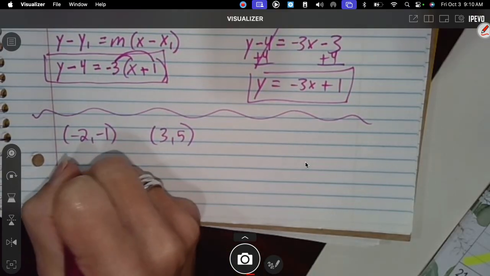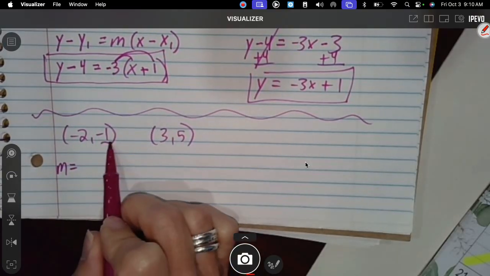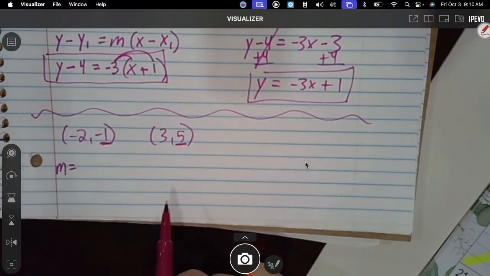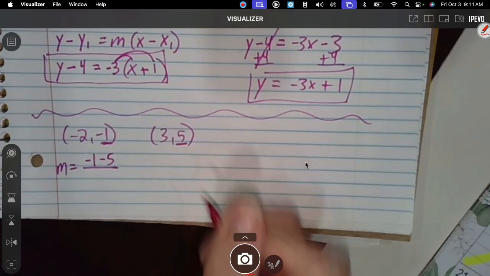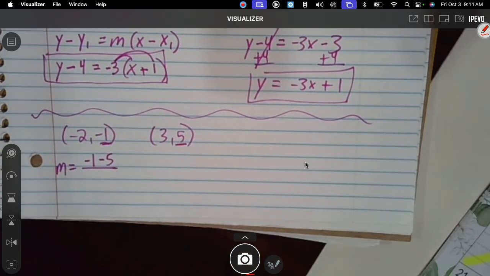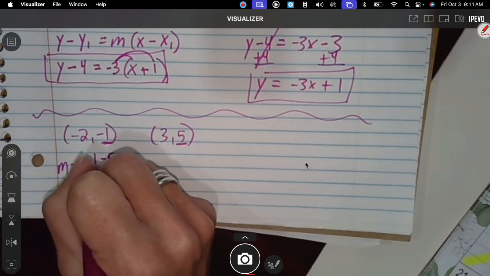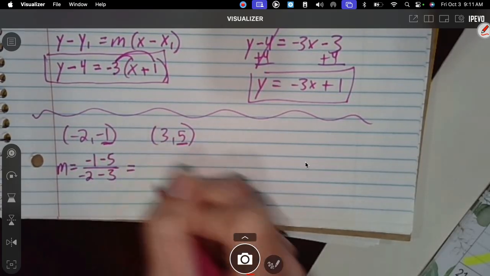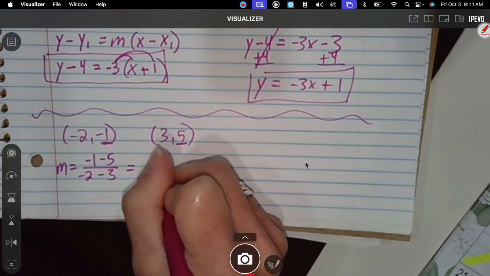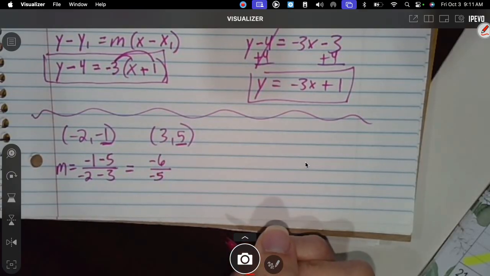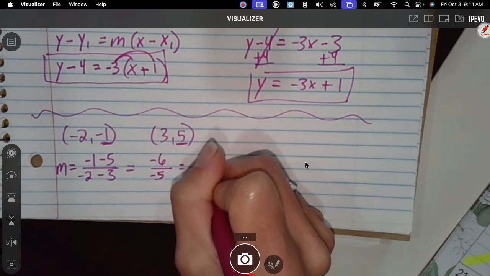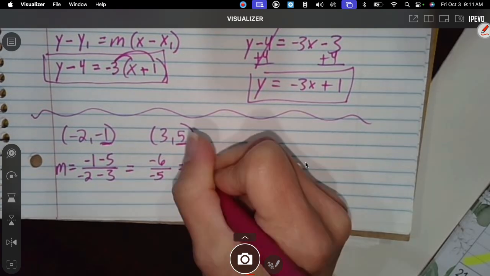So let's do that. What are my y values? -1 and 5. It doesn't matter what order. We'll go with -1 first. -1 minus 5. Then let's do our x values. What are they? -2 minus 3. So let's get -6 over -5. What's a negative over negative? Positive. Yeah. So my slope is 6 over 5.